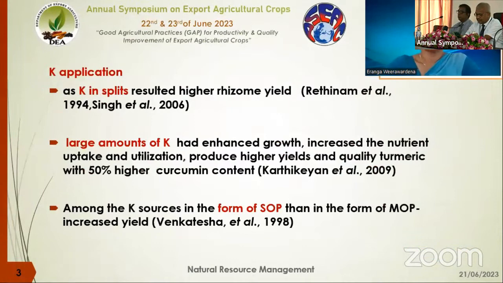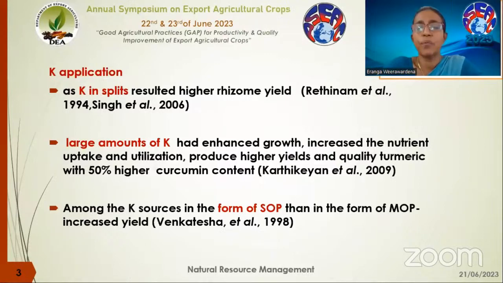According to previous research, application of potassium in splits had resulted in higher rhizome yield, and application of a large amount of K had enhanced growth and yield as well as the quality of rhizomes. Application of K in the form of SOP had increased yield compared to the form of MOP.